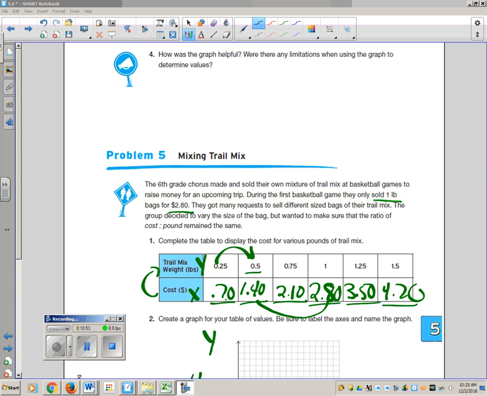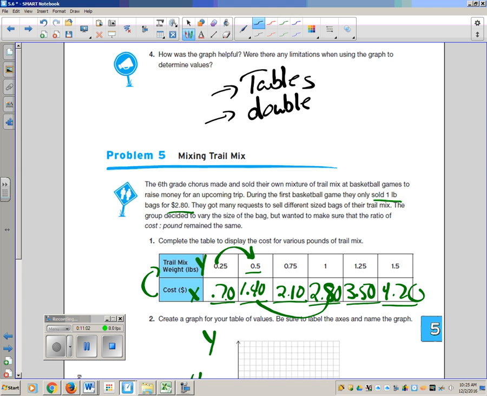All right, so in this section, we have tables. You know how to do those. You know how to do the double number lines. They're basically the tables, but look differently. Double number lines. And then you're just going to take your information and you start graphing it.